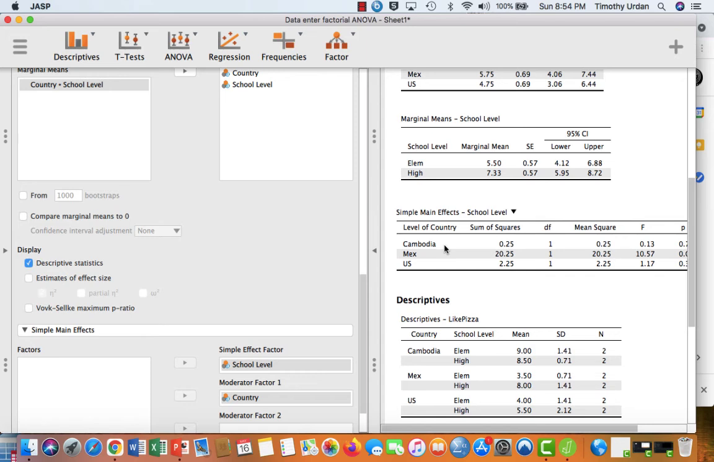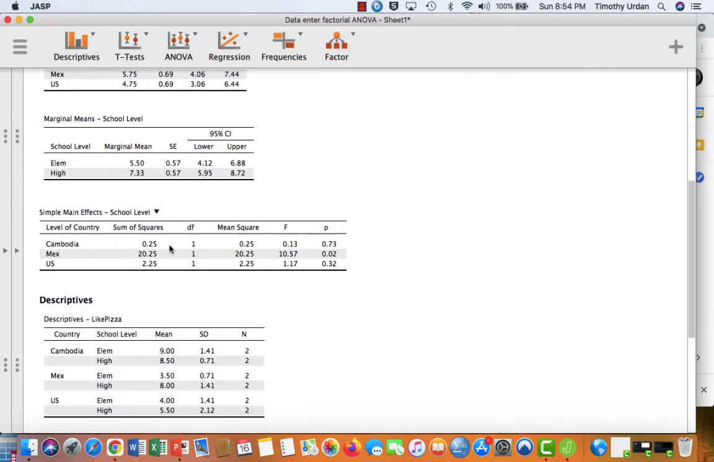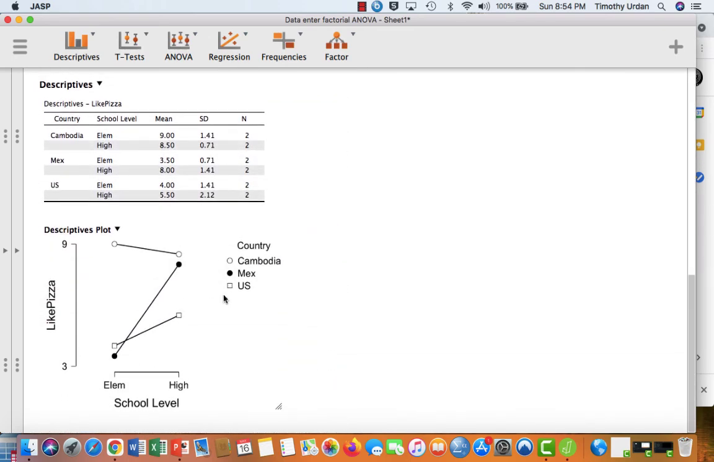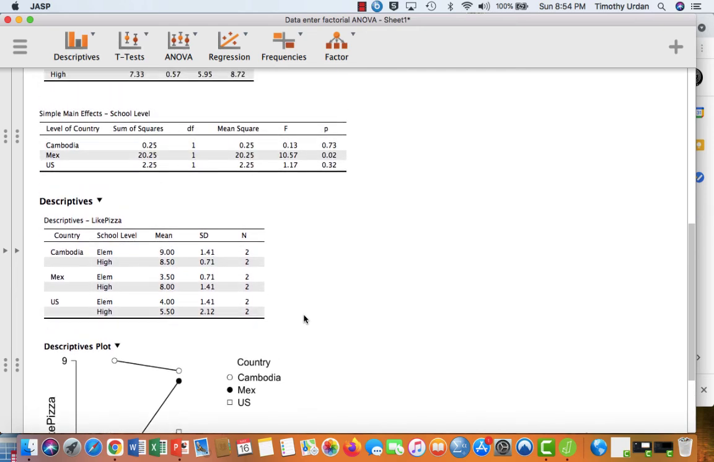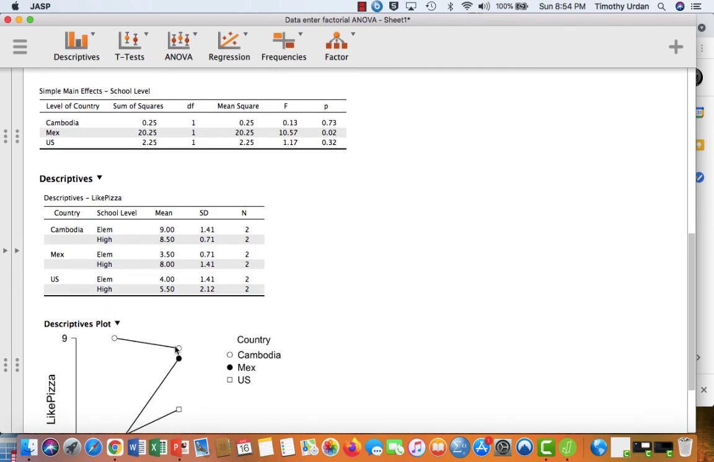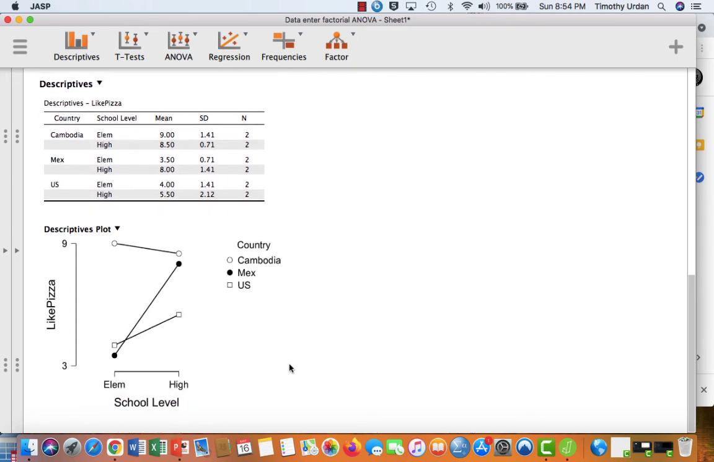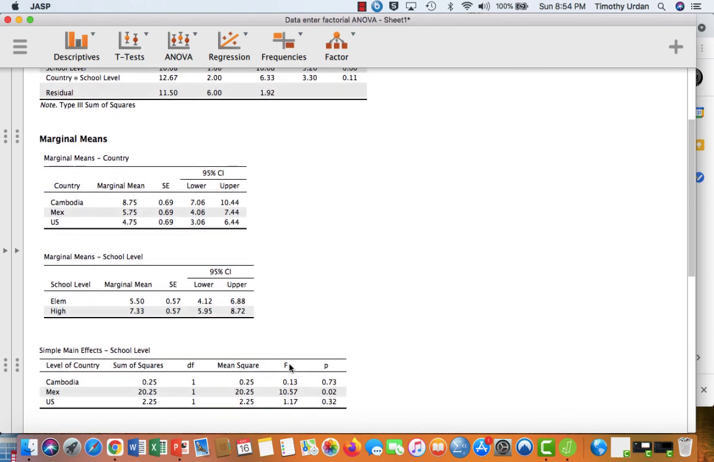Simple main effects. In Cambodia, do the kids differ in their liking of pizza depending on whether they're in elementary or high school? No. In Mexico? Yes. In the US? No. Back here. In Cambodia, do kids in elementary and high school differ on average? No. In Mexico? Yes. In the US? No. So you can get all kinds of information out of this.